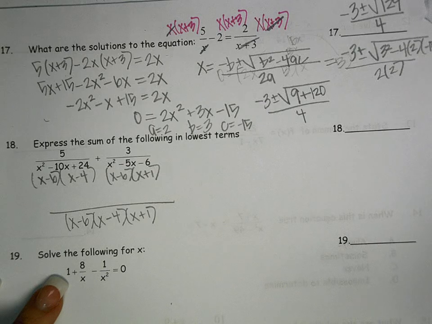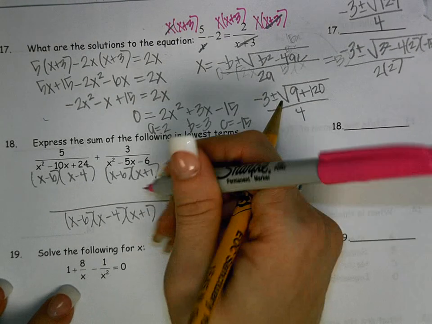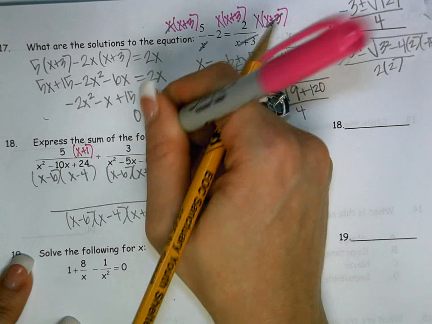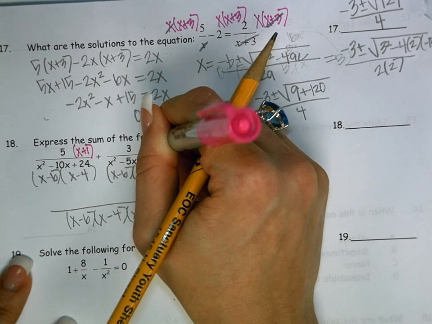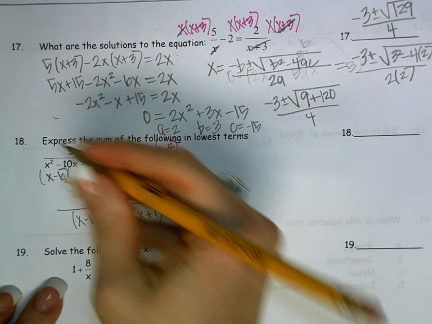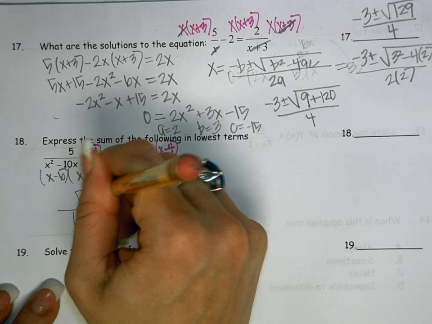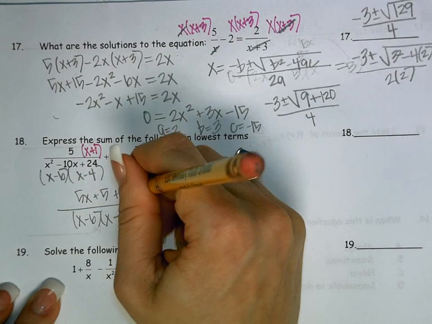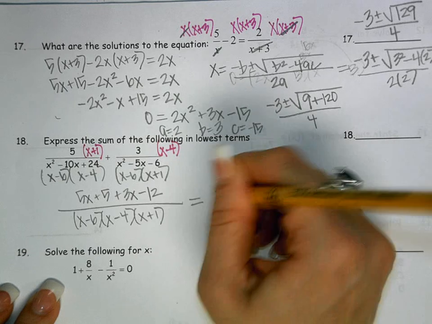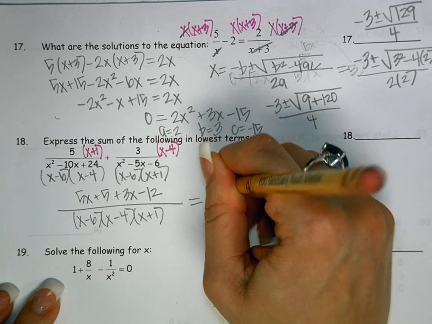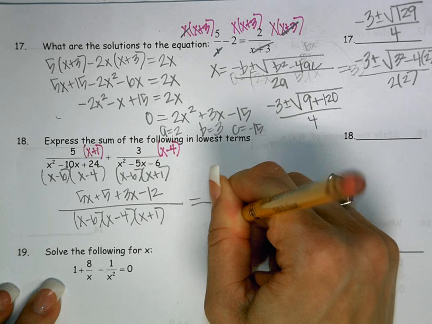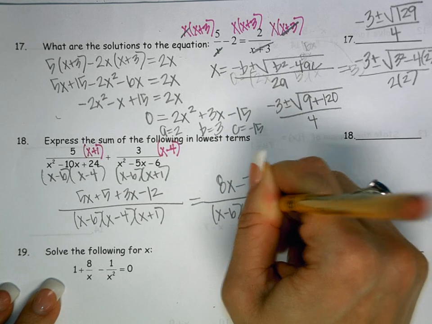You have to multiply through by whatever's missing. You can watch this on the video. If you distribute all the way through, you get 8x minus 7 over x minus 6 times x minus 4.